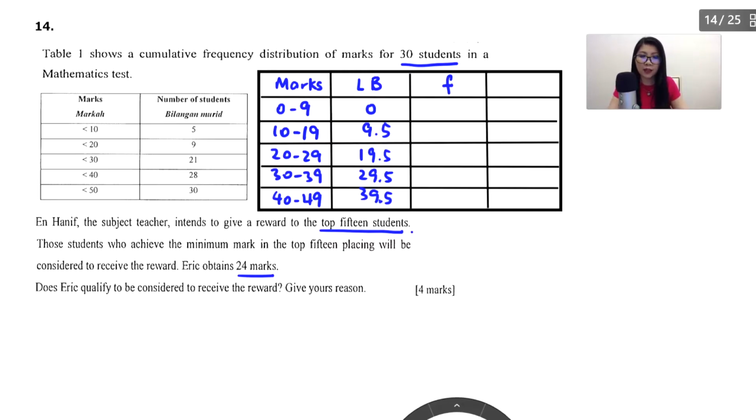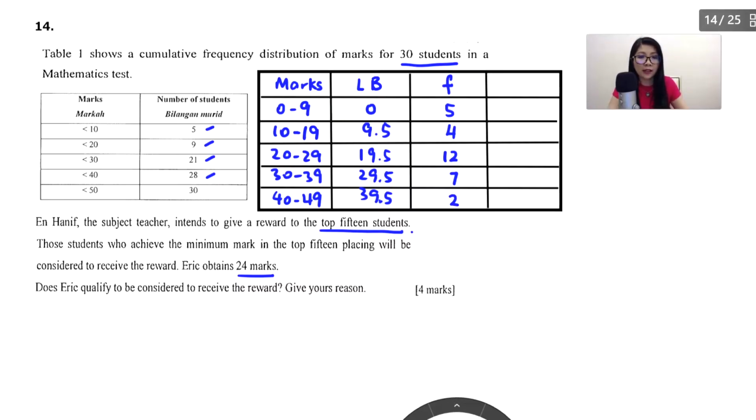So to find the frequency, the first one will be 5. Then the next one I'm going to use 9 minus 5, which is 4. Then the next one will be 21 minus 9, which is 12. And then 28 minus 21, we get 7. And then 30 minus 28, we get 2.